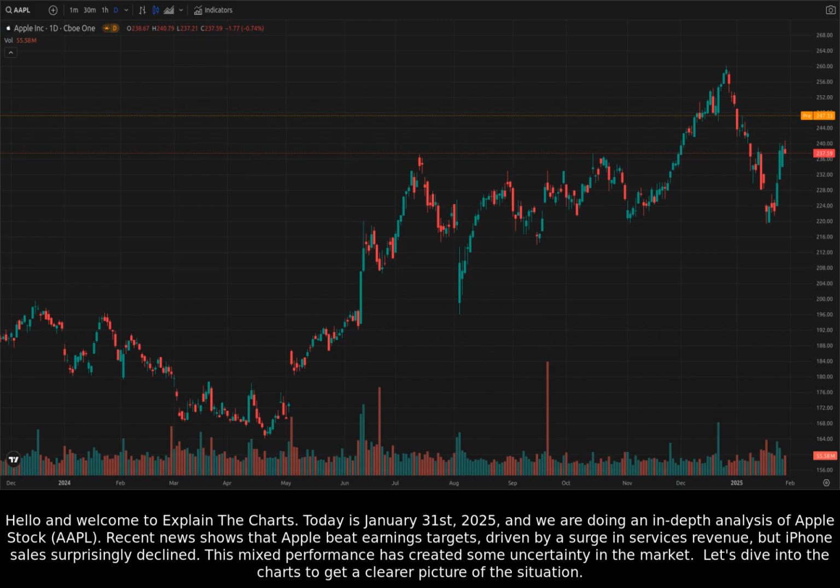Today is January 31st, 2025, and we are doing an in-depth analysis of Apple stock, AAPL. Recent news shows that Apple beat earnings targets, driven by a surge in services revenue, but iPhone sales surprisingly declined. This mixed performance has created some uncertainty in the market. Let's dive into the charts to get a clearer picture of the situation.